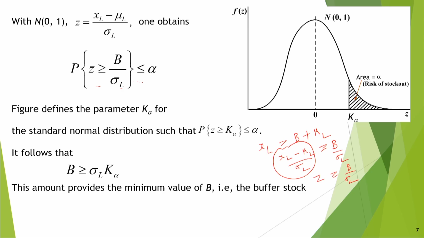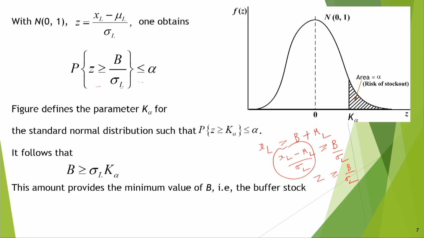So this normalized distribution has been plotted here. Suppose this is the 0 line and this is F of z, the N(0,1), and this probability is alpha. Maybe some value K alpha in terms of that Z, and this is the risk of stock out. That means this much probability is there that a stock out happens. So for the standard normal distribution, the probability of Z greater or equal to K alpha should be smaller than alpha.